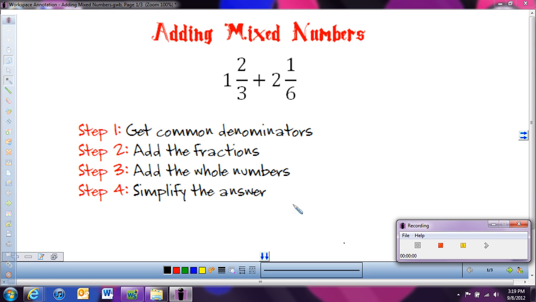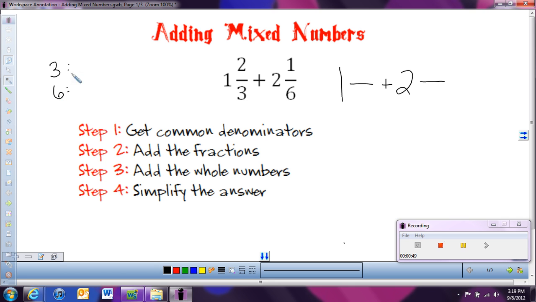The very first thing that we need to do is get common denominators. So I'm just going to rewrite each of these. We'll find the common denominator in a moment. I'm going to leave my whole numbers alone, and I have my two fraction bars. Here we have 2/3 and 1/6. I need to find a common multiple between 3 and 6 because those are our denominators.